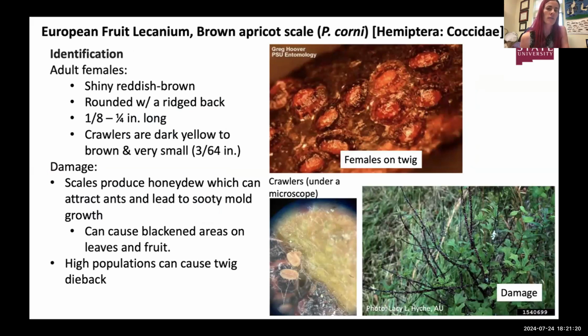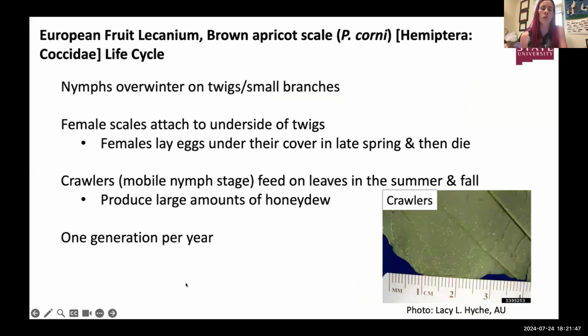As far as the adults on these ones, they almost look kind of like a turtle. They've got this shinyish reddish brown covering. It's rounded and has a ridged back. And these, just like any scale, from their feeding, lead to discoloration of leaves. You can get blackened areas on leaves and fruits. Some of them will feed on the fruits, some of them will feed on leaves, and high populations can cause twig dieback.